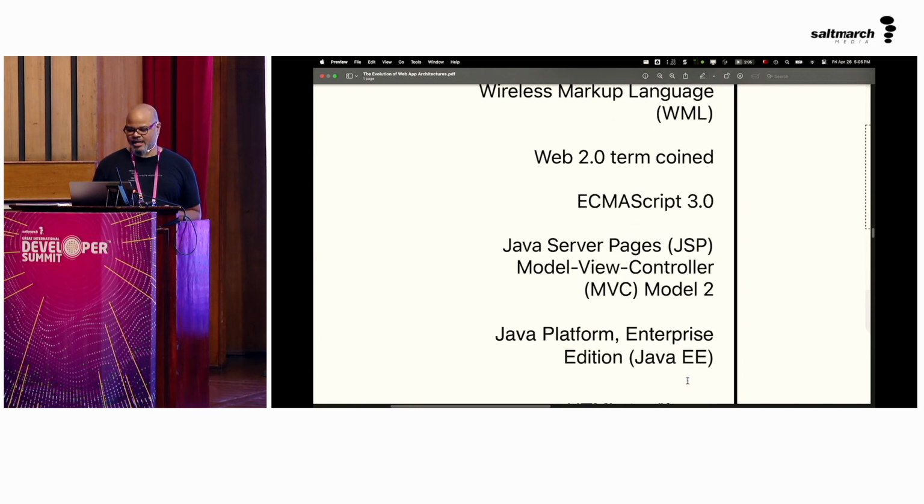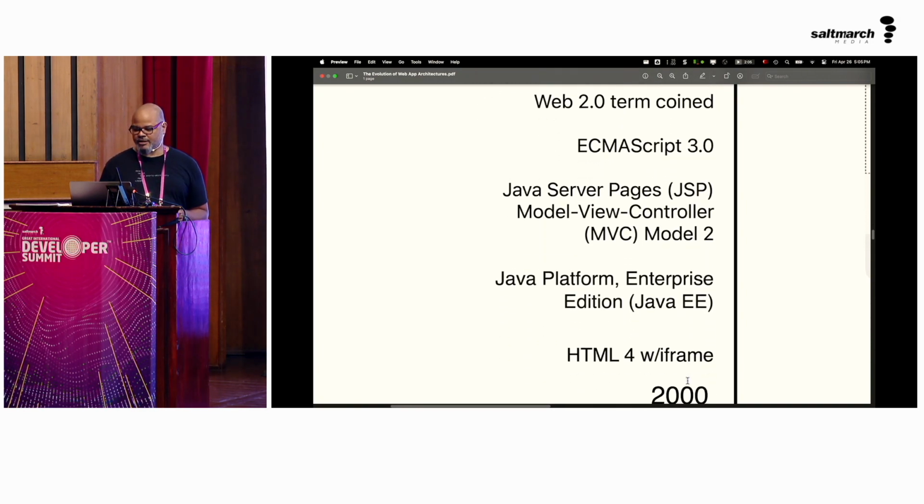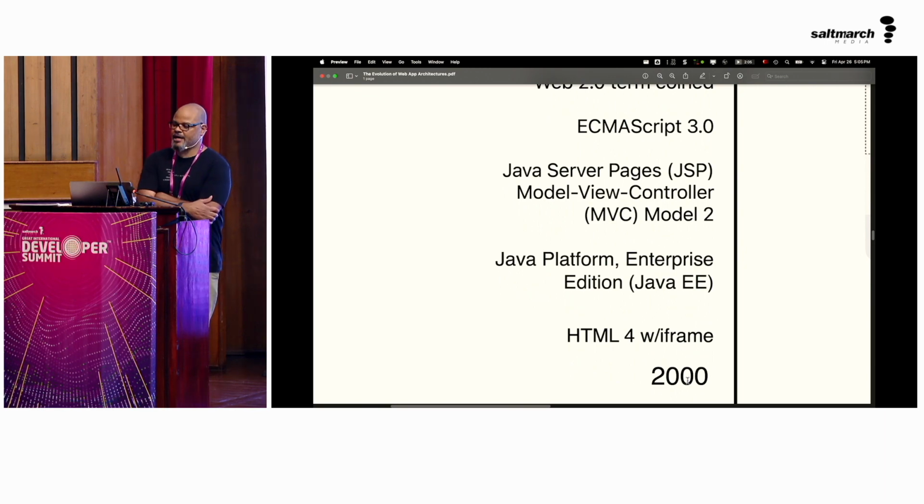We got ECMAScript 3, and we also had something called Java Server Pages, which was sort of a copy of ASP, Active Server Pages. There's also when Java EE came out, and HTML4 with the iframe. Does anyone know what the significance of the iframe is? Okay, so a few of you.